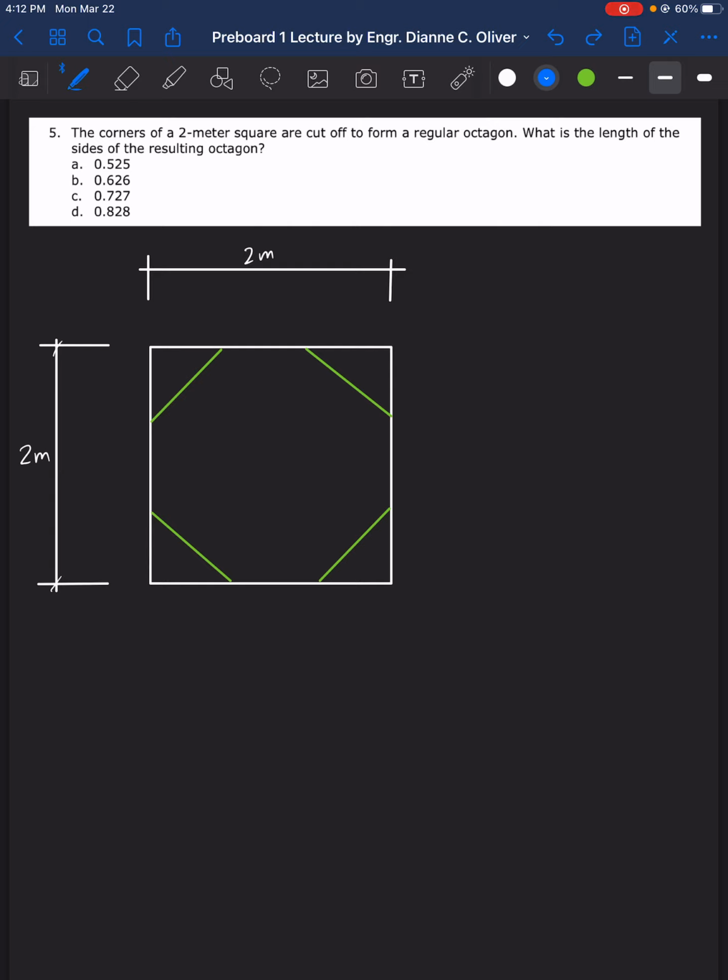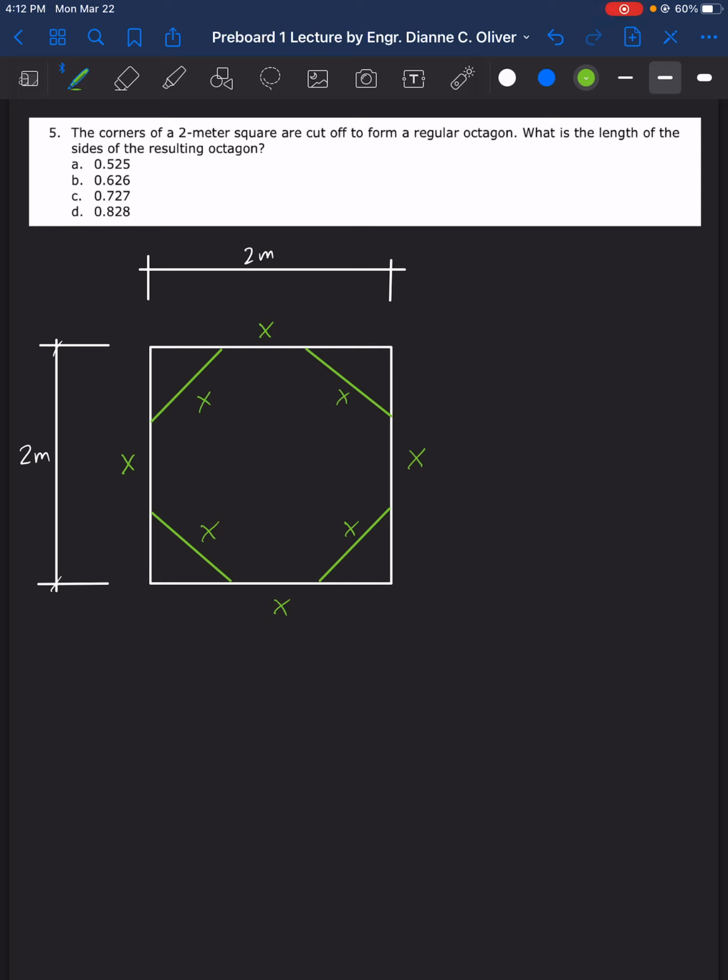That means we have equal sides of 8. We have number 1 here, 2, 3, 4, 5, 6, 7, 8. So we have 8 sides. How do we solve this?